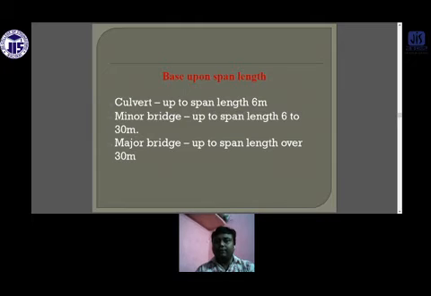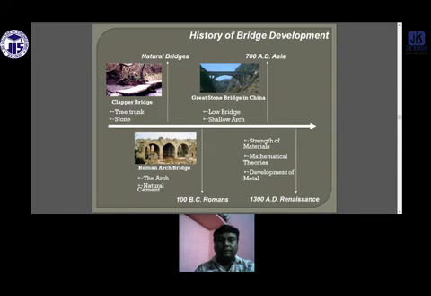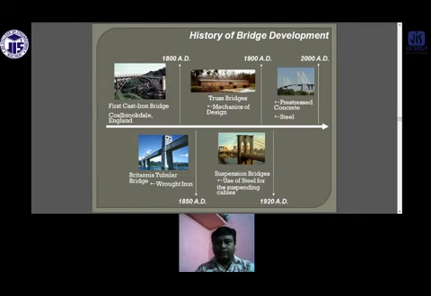Now it is based on the length. For the length, there is the culvert type of bridge. If the length of the span is less than 6 meters, then it is a culvert. If it is 6 meters to 30 meters, it is a minor bridge, and more than 30 meters is called a major bridge. So these are a few of the historical developments of the bridges. I'll not repeat the thing.